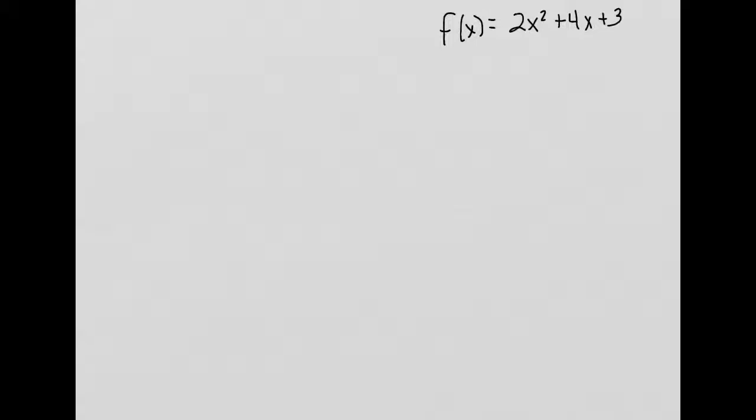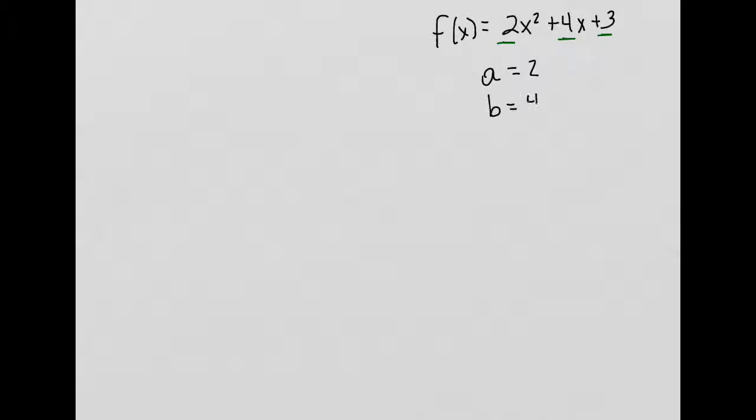The first thing I want you to do when you're graphing functions is identify each of the values of the coefficients and write them down, because this gives you the opportunity to keep track of each of those a, b, and c values. So a equals 2, b equals 4, c equals 3.